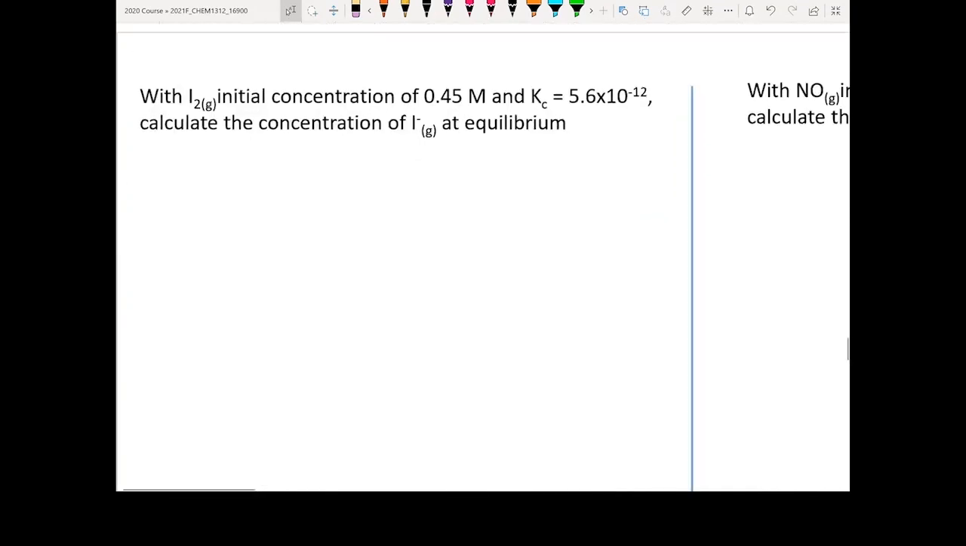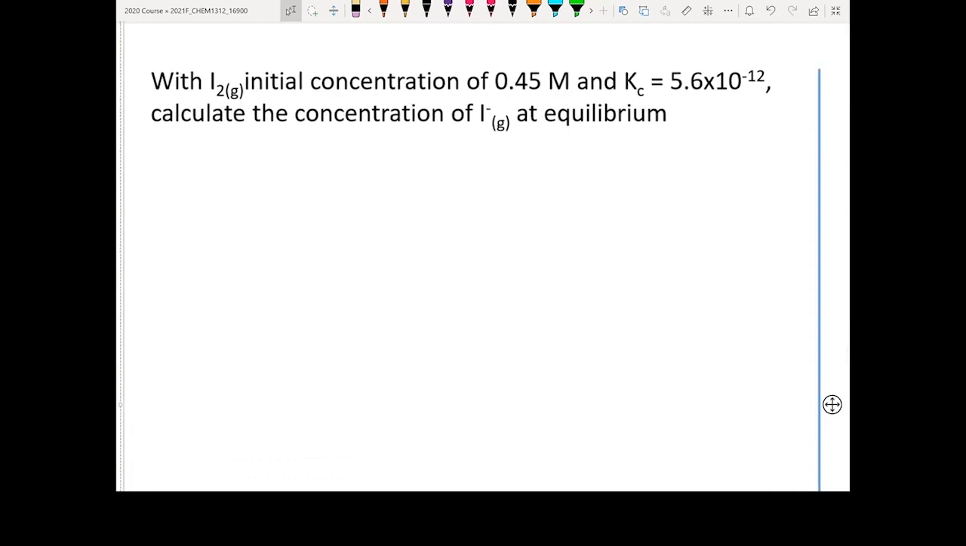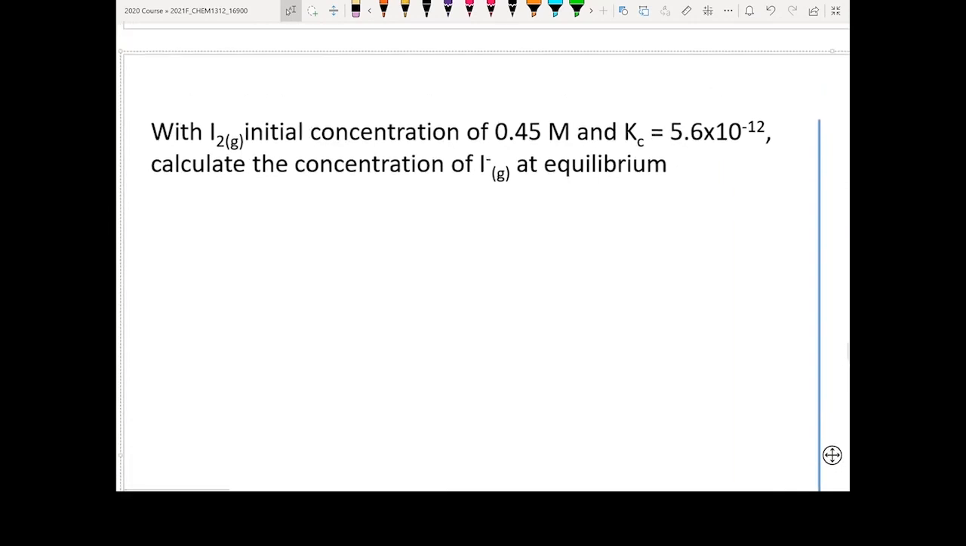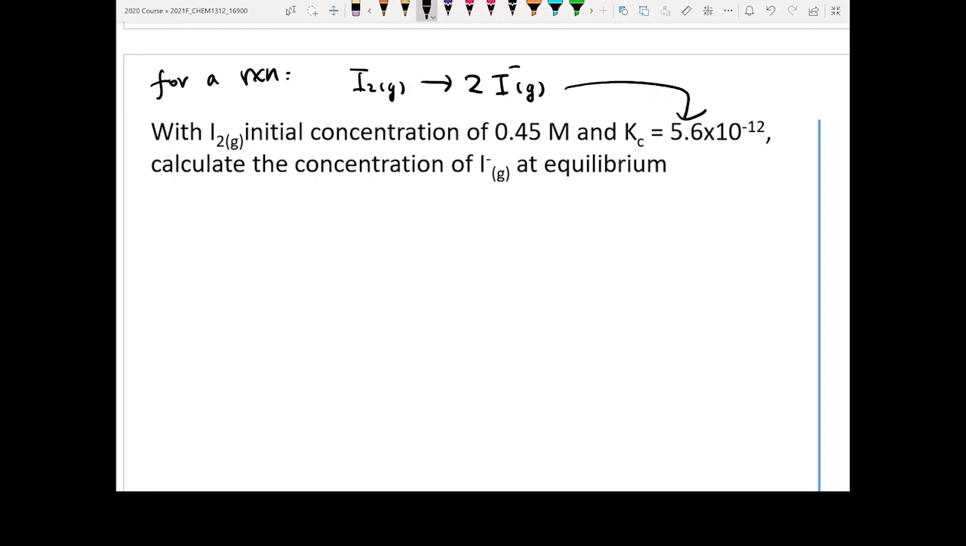Okay, question number 1. The initial concentration of I2, I did not type it, but it will be given in the question. So for a reaction where the I2 in the gas form is going to go to 2I minus in the gas form, and it has the Kc like this, it tells you the initial concentration of your I2 gas is 0.45 M. Calculate the concentration of I minus at equilibrium.